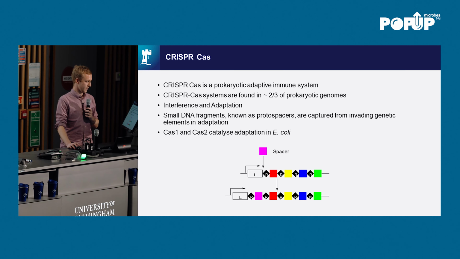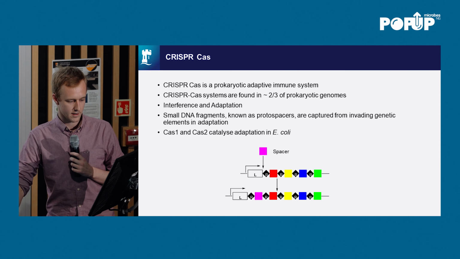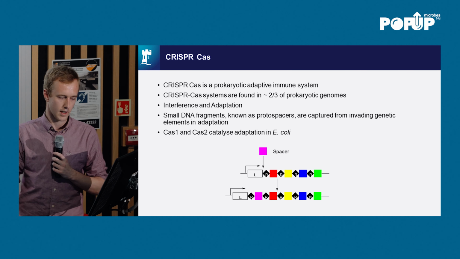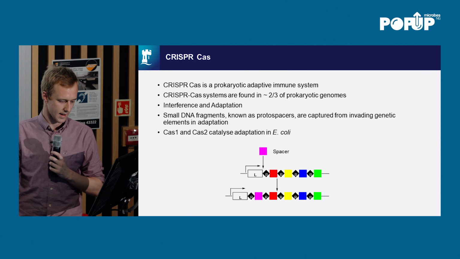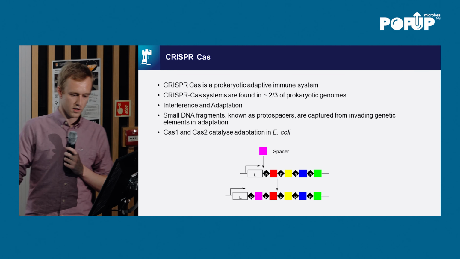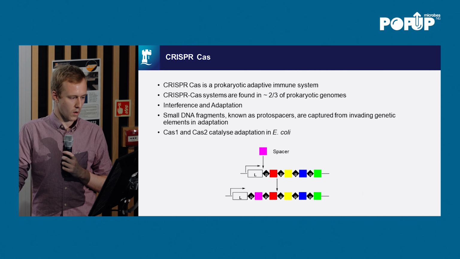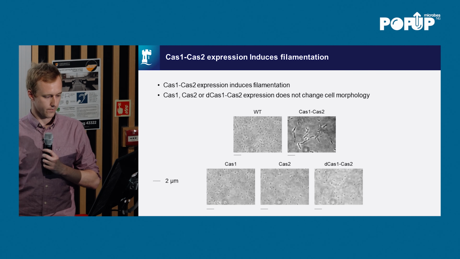So for E. coli, adaptation is catalyzed by the Cas1 and the Cas2 protein. They form a complex together. Cas1 does the catalytic activity, catalyzes the integration event, whereas Cas2 acts as a molecular ruler that controls the length of spacers to ensure that every spacer in the array is the same size. So to start with, I wanted to look at the effect that Cas1 and Cas2 expression has on the cell.